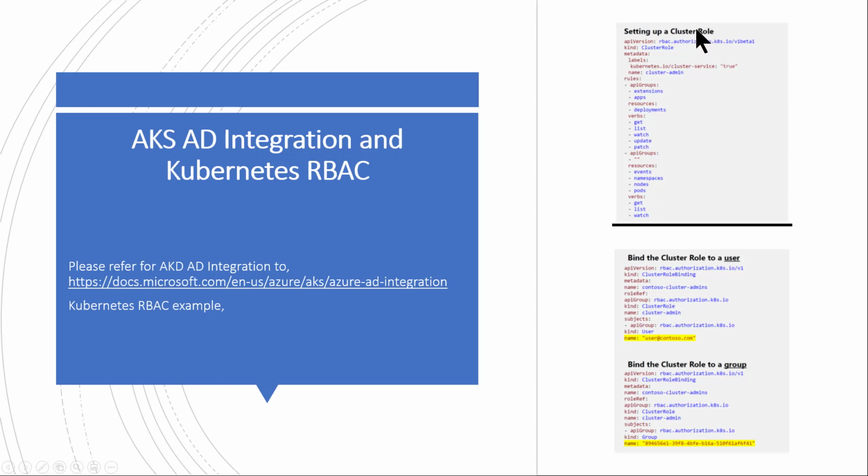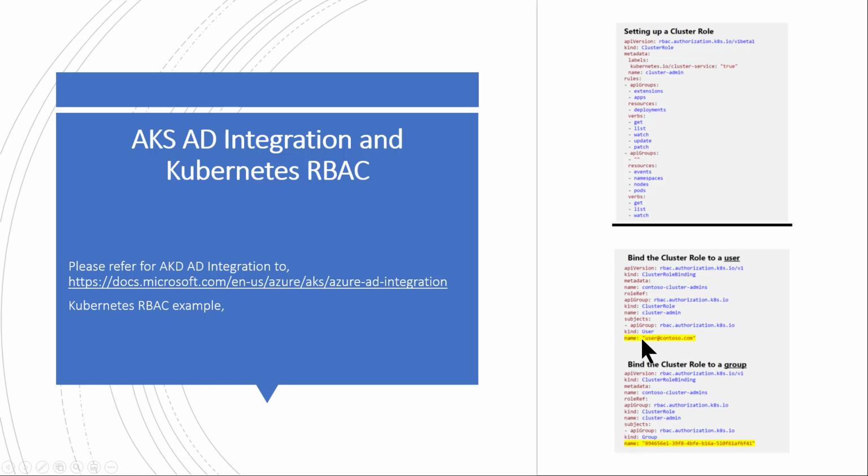On the right-hand side, you will see that we are setting up a cluster role. This is RBAC on the Kubernetes side, and we are creating this role here. I'm not going to go into detail, but if you look carefully you will see the verbs here: get, list, watch, update, patch, right? You could define whatever permissions you need to assign to that role, and then you can bind the role either to a user or to a group. These are Azure Active Directory users or Azure Active Directory groups because you have already integrated them here, right?